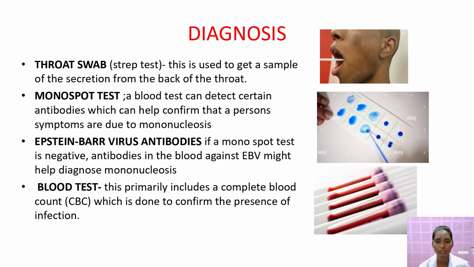So, as already said, enlargement of each tonsil leads to obstruction of the airway, and also enlargement of the lymph nodes.